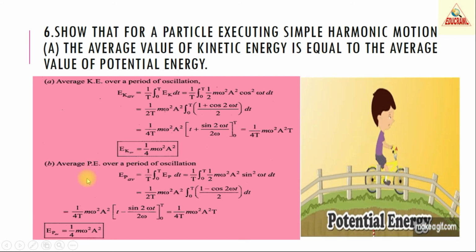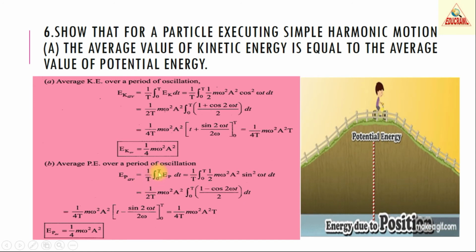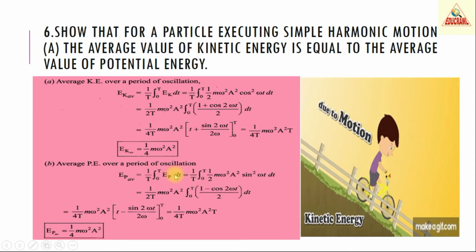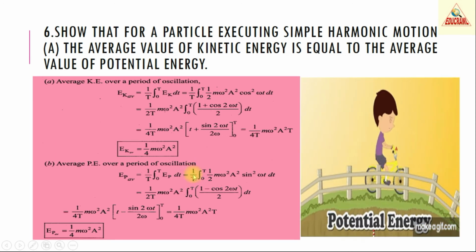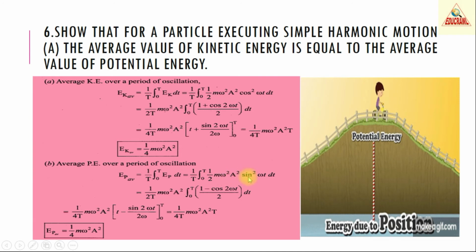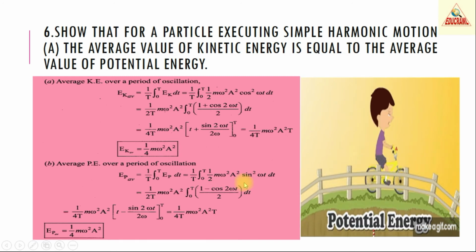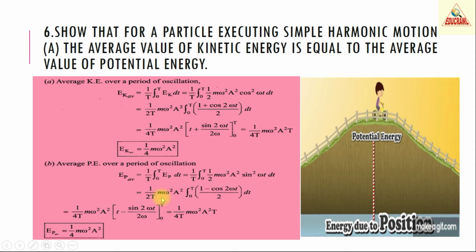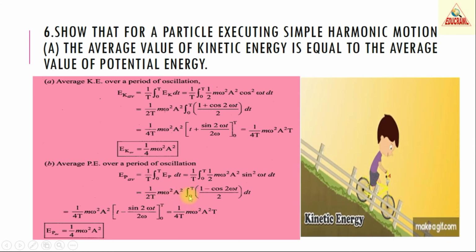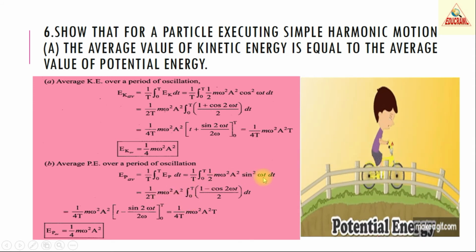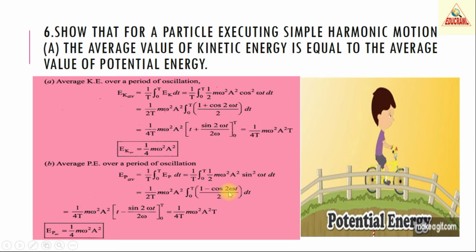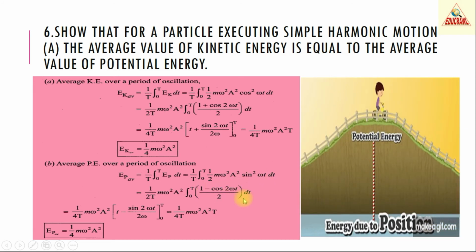This is the expression for average kinetic energy. Now the average potential energy is given by 1 by T integration 0 to T Ep dt. So substituting the potential energy expression, we have half integration m omega squared a square sin square omega t dt. Once again, before integration, we are supposed to take the constants outside. So the expression becomes 1 by 2T m omega squared a squared integration 0 to T sin square omega t, which is once again written as (1 minus cos 2 omega t) divided by 2 into dt.